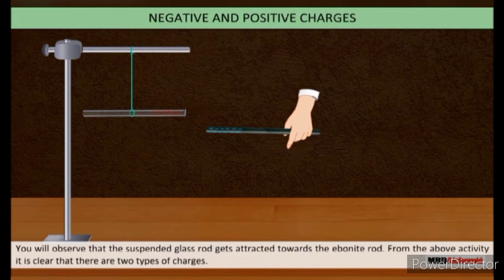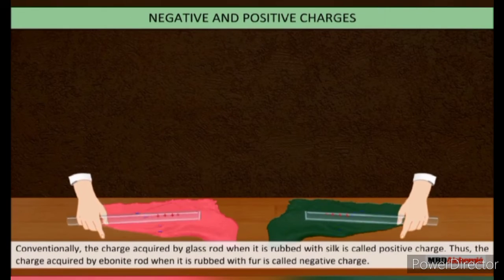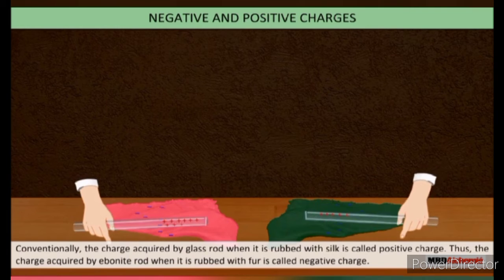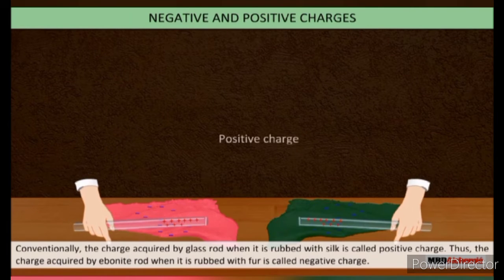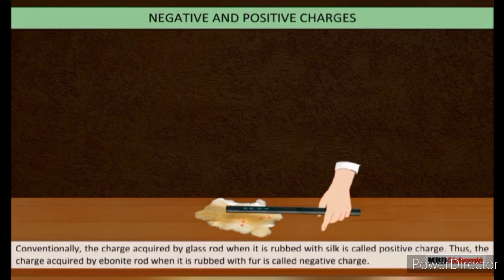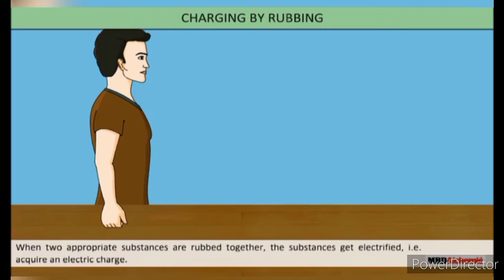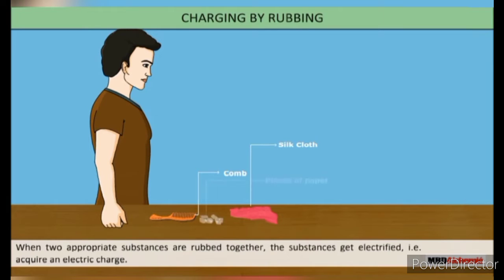From the above activity, it is clear that there are two types of charges. Conventionally, the charge acquired by a glass rod when it is rubbed with silk is called positive charge. Thus, the charge acquired by an ebonite rod when it is rubbed with fur is called negative charge. When two appropriate substances are rubbed together, the substances get electrified, that is, acquire an electric charge.